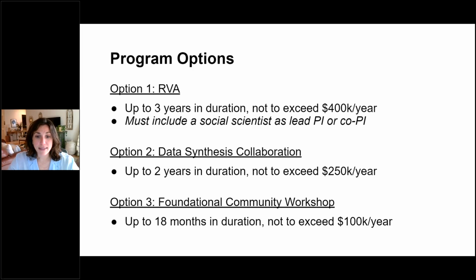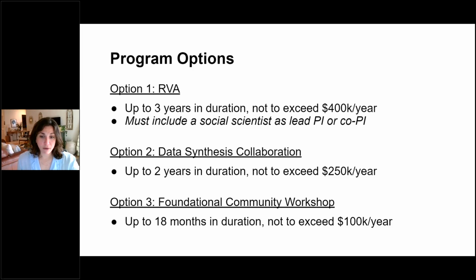Option 2 is data synthesis collaboration. So proposals submitted under this option should focus only on conducting data synthesis that are relevant to a future RVA examining the impact of ocean and coastal acidification and related stressors on marine ecosystems and human communities. Applicants should identify a user group that will utilize the data synthesis product for the purpose of conducting an RVA and include those users early on in project work. Or proposals should describe how the proposed activities and outputs would fit into a future RVA.